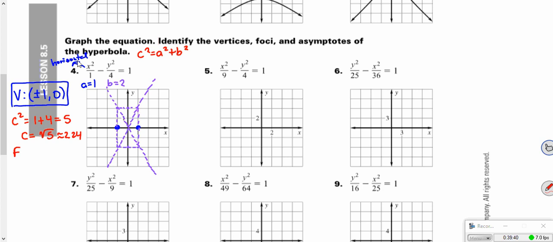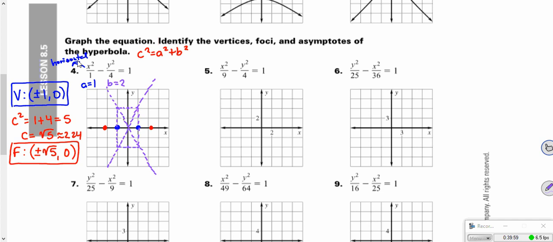So first of all, let me say my foci are going to be plus or minus root 5, comma 0. Remember, your foci are always on your transverse axis. So 2 1/4, 2 1/4. These are my foci.